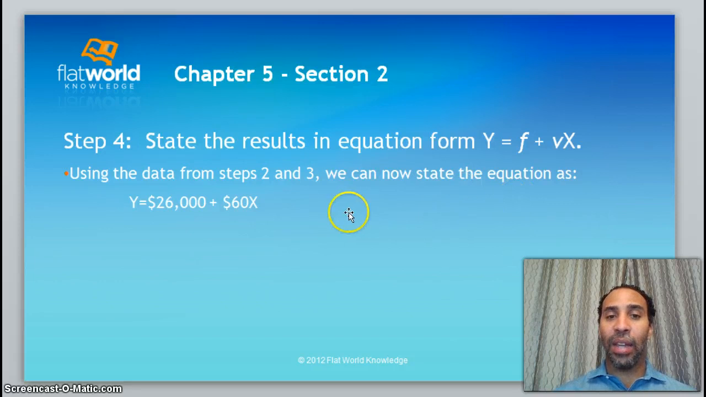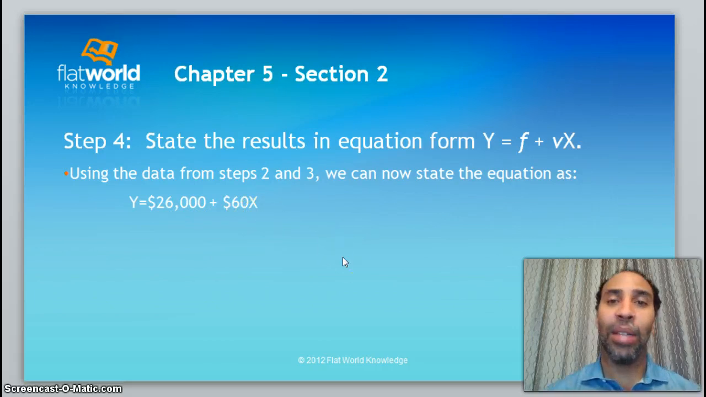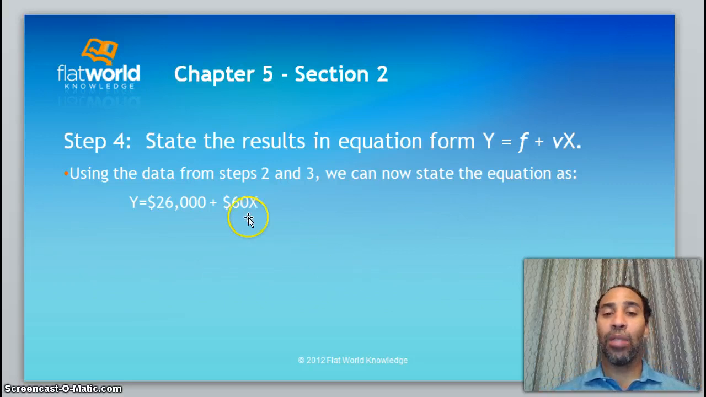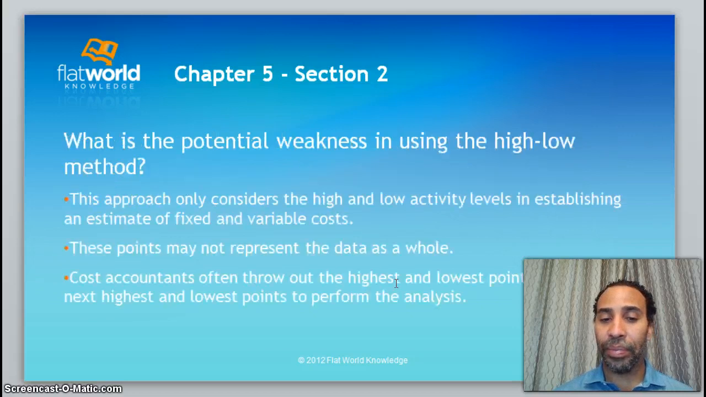So using the data from steps 2 and 3, we can now state the equation as y equals 26,000, that's going to be our fixed cost, plus $60, that's the cost per variable unit, and then x is going to be the activity. So now no matter how many widgets or bikes or tables we make, if we make 5 bikes, bam, 5 goes there. If we make 10 bikes, 10 goes there. If we make 1,000 bikes, then the number goes right there. Hopefully that all makes sense.